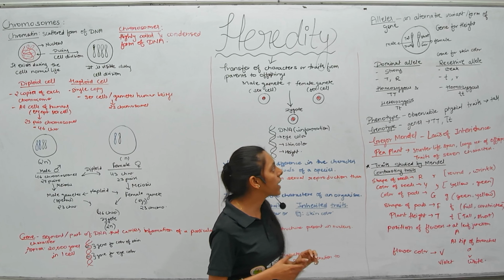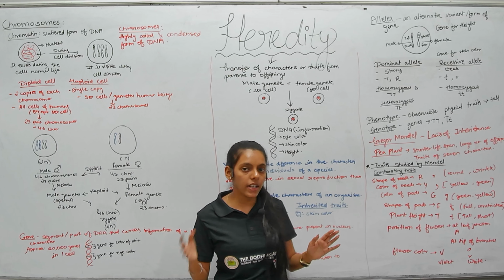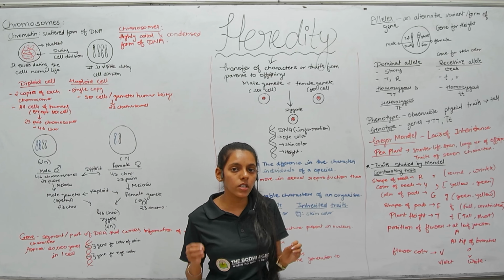Okay, then we come to phenotype and genotype. So if there are two plants, one is tall and one is short, the observable characters are what? Tall and short, right?